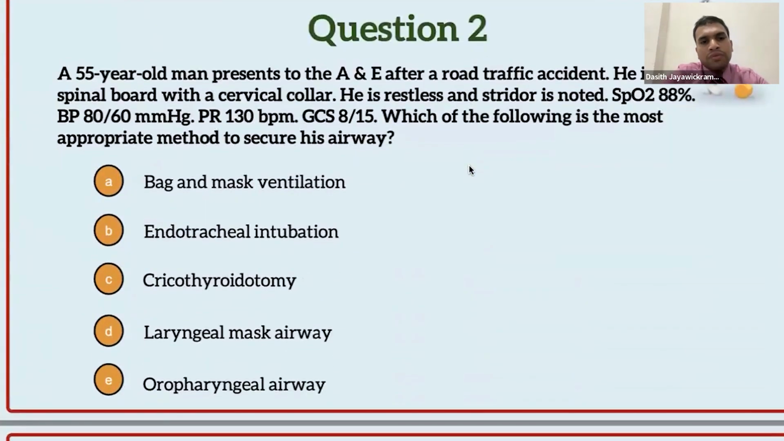Okay, next question. A 55-year-old man presents to the A&E after a road traffic accident. He is on a spinal board with a cervical collar. He is restless and stridor is noted. Saturation is 88% and blood pressure is 80 by 60. Pulse rate of 130. GCS 8 out of 15. Which of the following is the most appropriate method to secure his airway? Most appropriate. Okay, this is not the initial management. They ask for the most appropriate method. Bag and mask, endotracheal intubation, cricothyroidectomy, laryngeal mask airway, oropharyngeal airway. What do you think?